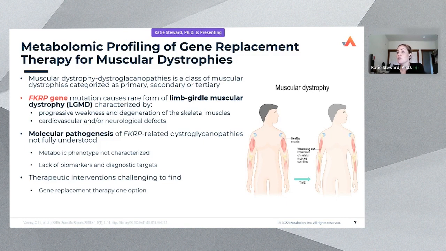Gene replacement therapy is one option, so this AAV treatment is really one option for the treatment of this FKRP muscular dystrophy. However, the metabolic response to AAV treatments has not been fully elucidated. So that was another goal of the researchers investigating this. They really wanted to characterize not only the FKRP muscular dystrophy, but also the effects of the AAV treatment.